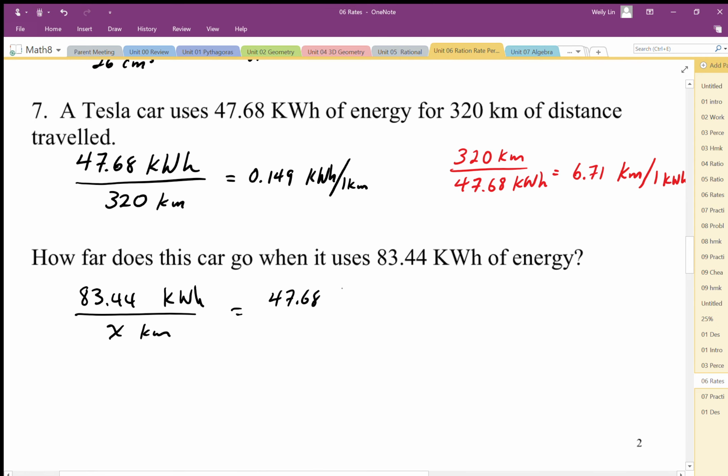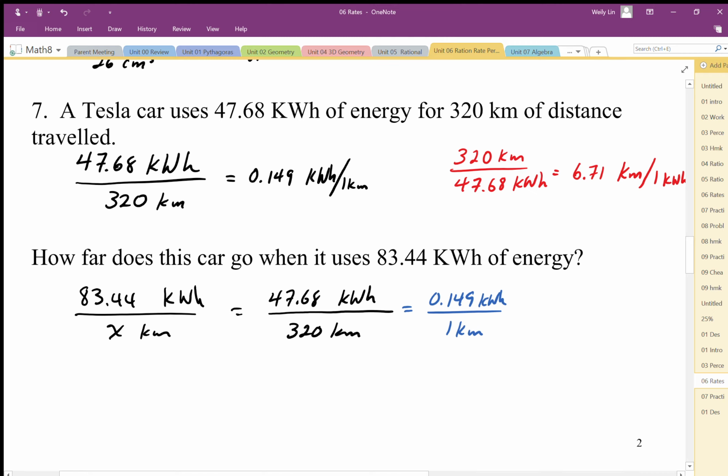47.68. As long as we're making the direction of comparison the same, kilowatt hours on top, kilometers on bottom, this would be a valid comparison. Now, mind you, we could also use the unit rate as well: 0.149 kilowatt hours for 1 kilometer. Remember that these are ratios, so this is an equivalent ratio to this one, and we're finding another equivalent ratio.